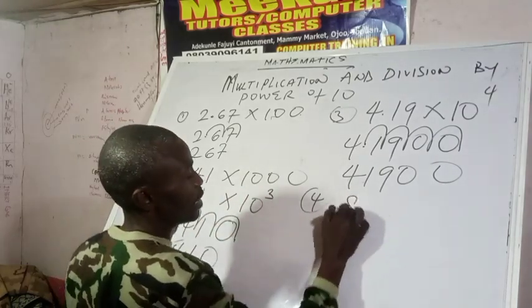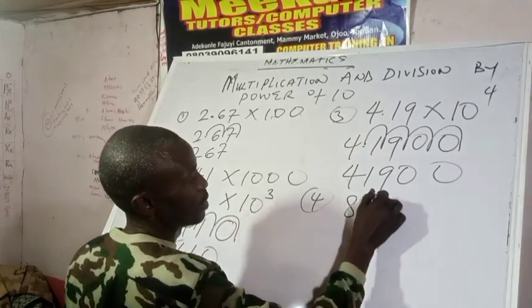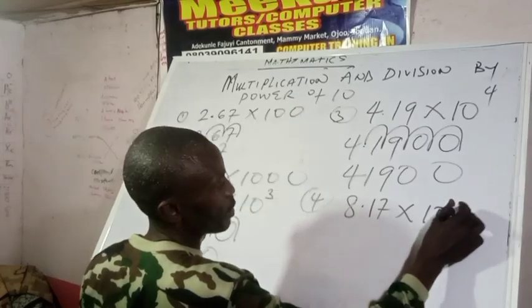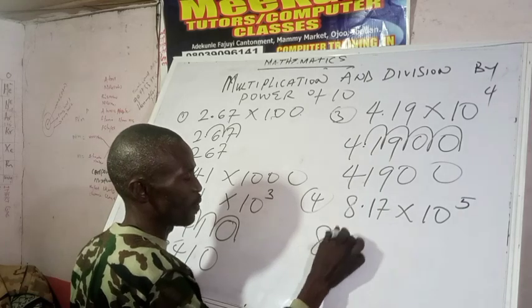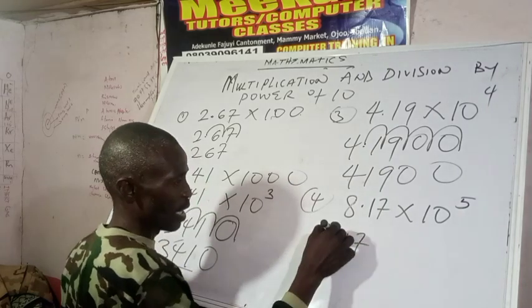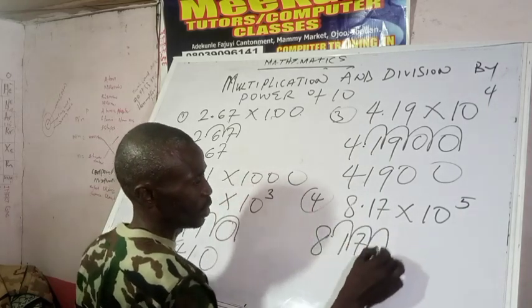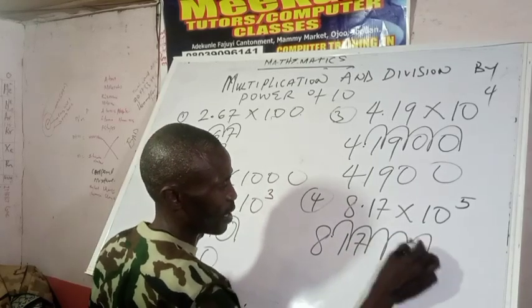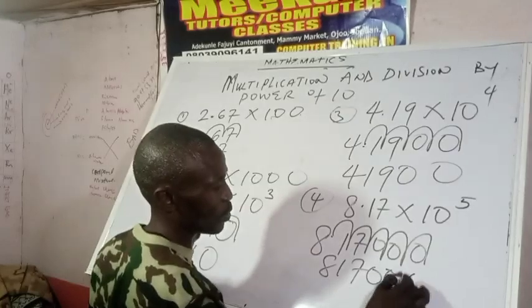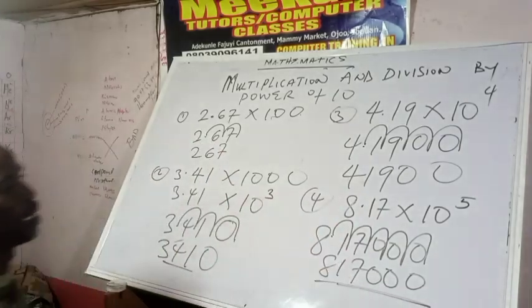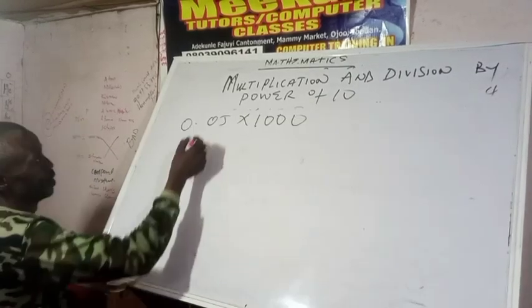Now, what if you have something like this? You have 8.17 times 10 raised to power 5. What to do? You don't waste your time. You just write 8.17. Let's go: 1, 2, 3, 4, and 5. 0, 0, 0. I have 817,000. I am done with this one.